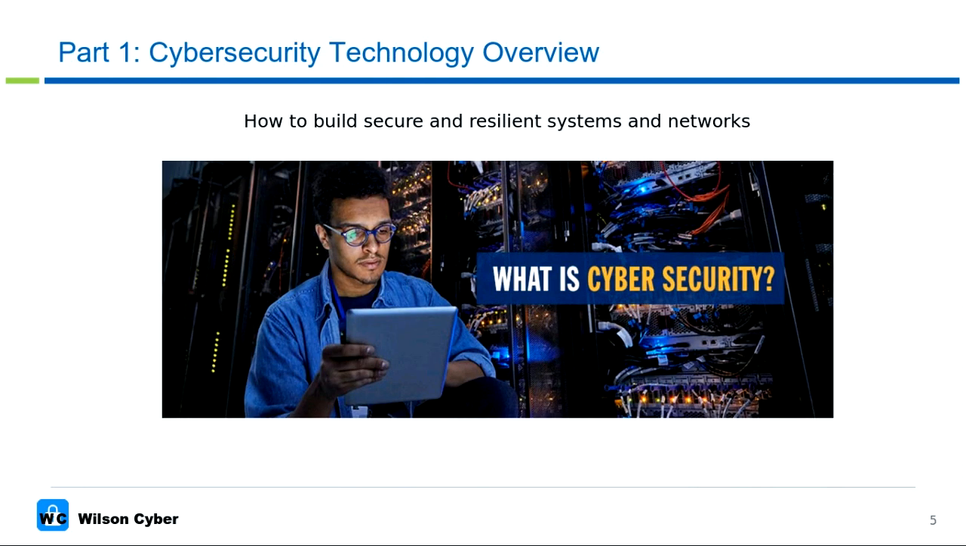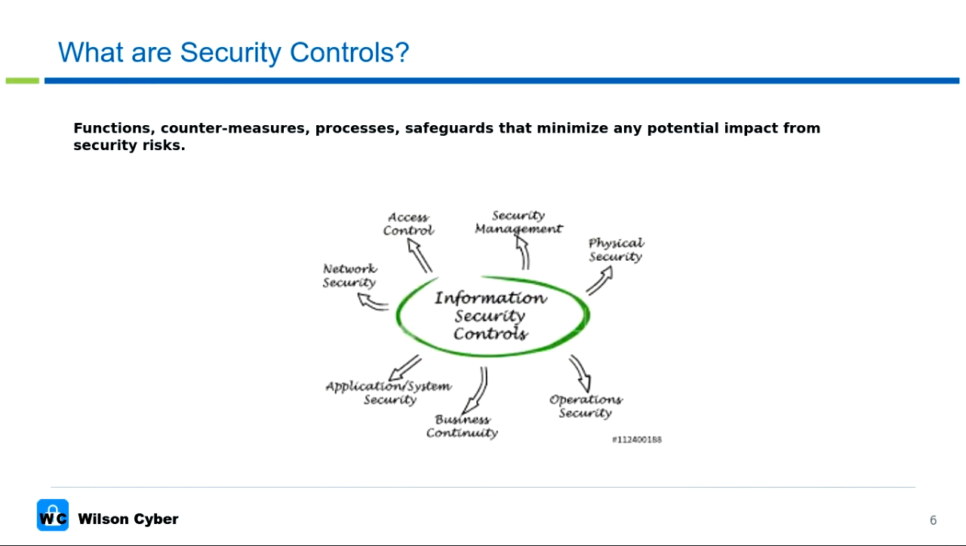Part 1. We build secure, resilient systems and networks, which is really the goal of the operational security program. Functions, countermeasures, processes, and safeguards that minimize any potential impact from a security risk are a security control. Again, functions, countermeasures, processes, safeguards that minimize the potential impact of risks. These include access control, security management, physical security, operation security, business continuity, application system security, and network security.